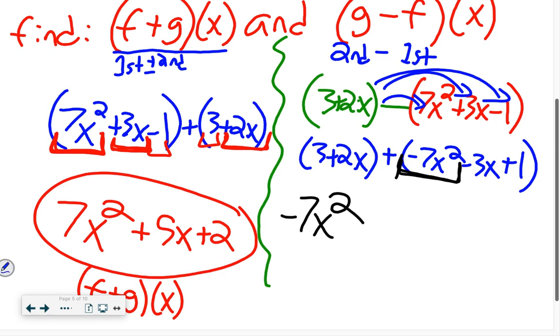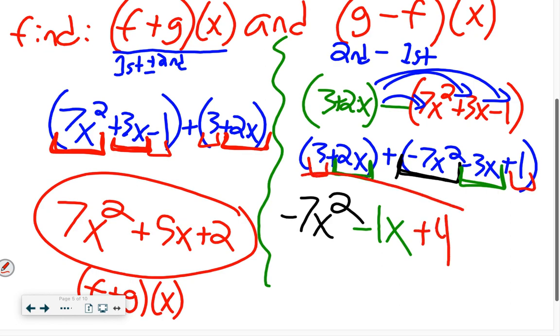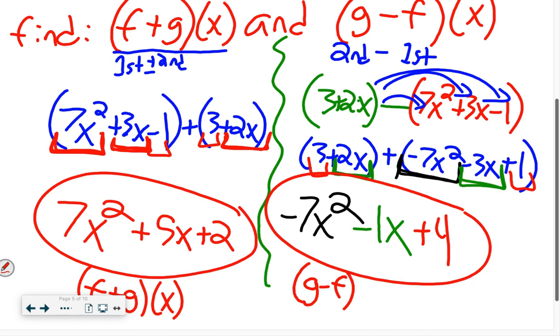Now let's look at our x's. We have a positive 2x, and you have a negative 3x. So you have 2 minus 3x, which is minus 1x, right? And then you have a 3 plus 1. So 3 plus 1 is 4. So this is what you get when you do g minus f of x. Okay? And so this is very different than what you would get if you did f minus g, okay?